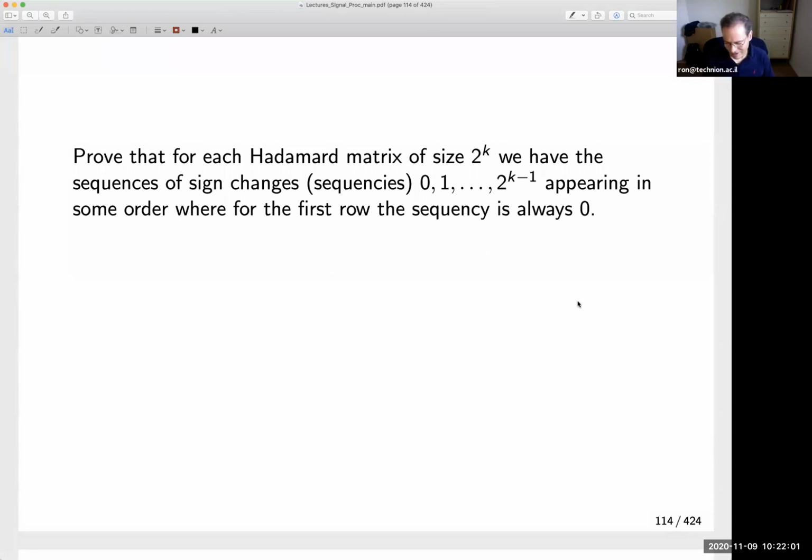Okay, so there is a challenge here, and this challenge that Freddie made, and the question goes like this: take a Hadamard matrix of this size. What you need to prove is that all sequences appear in the rows, in some order, where the first row sequence is always 0. So this is the easy part. Proving that all sequences appear over there is the more complicated part, but it can be done.